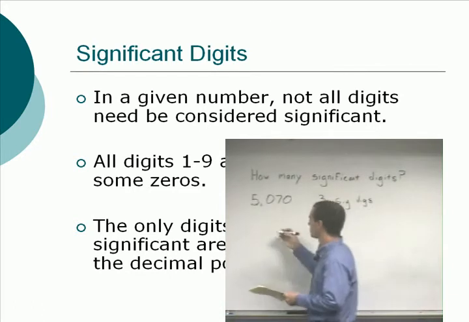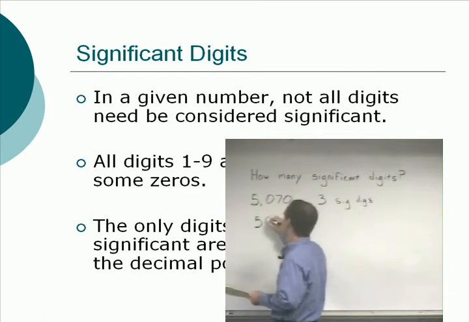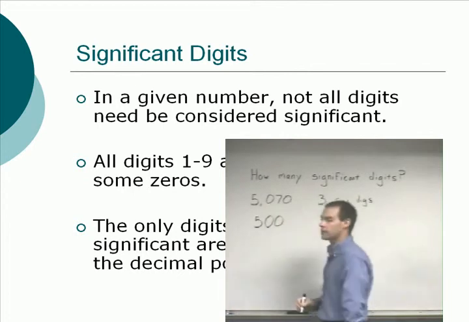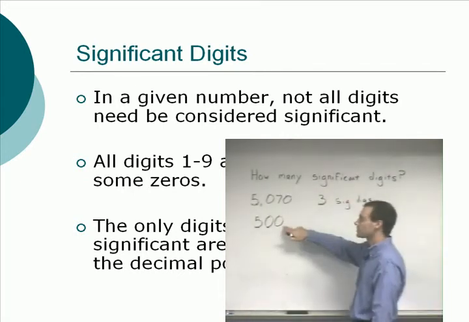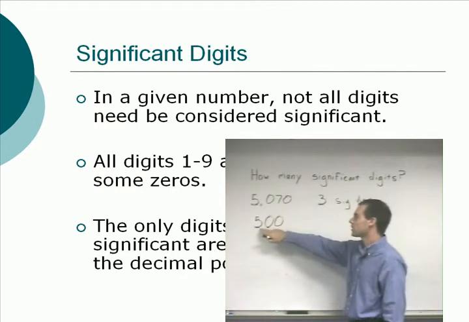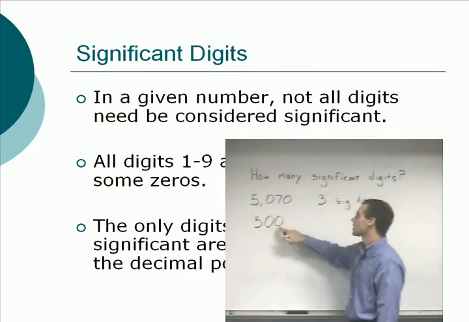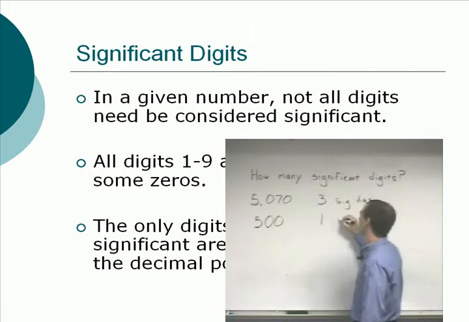Another example. 500. These zeros are only here to push the decimal point out and put the 5 in the hundreds place. 5 is our only significant digit here. These 2 are not significant, and so this number has 1 sigdig.